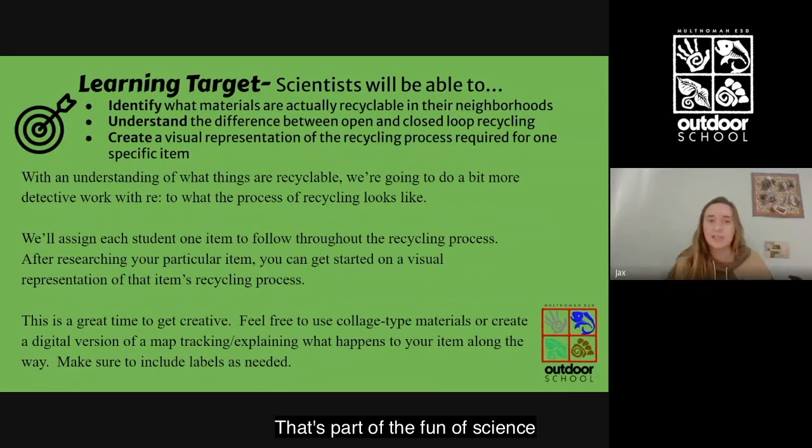That's part of the fun with science, is that we can mix science and also a creative side as well. So feel free to use any type of collage material and create a digital version of a map tracking and explaining what happens to your item along the way. And make sure to include labels as needed.